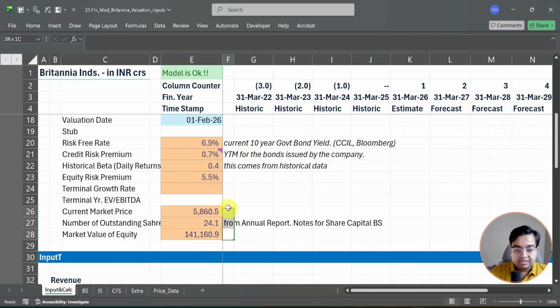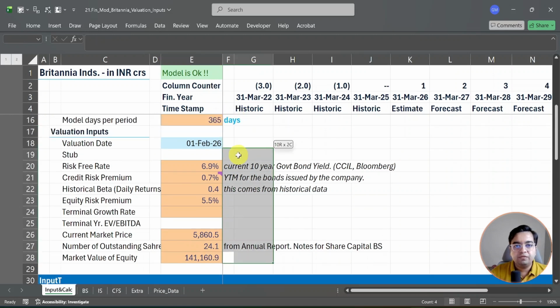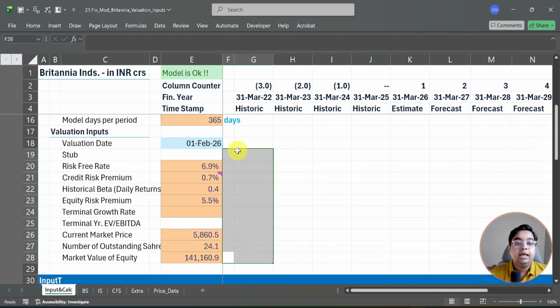Now, this marks the completion of the valuation input broadly. And in the next video, we are going to start working with the discount rate for the valuation, which is basically the WACC for us.